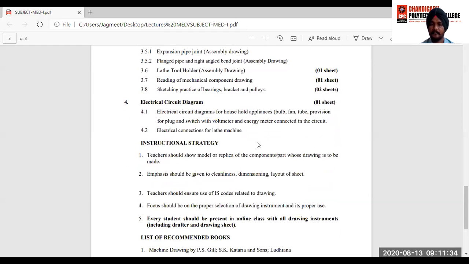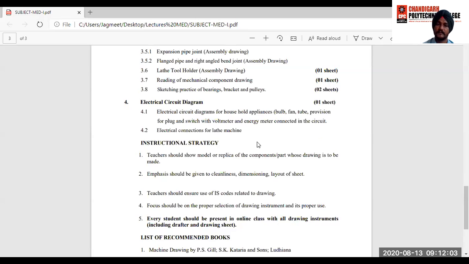Electrical circuit diagram, chapter number 4, which includes electrical circuit diagram for household appliances like bulb, fan, provision of plug, switch with voltmeter and energy meter connected in this circuit. We will complete 1 sheet of it with proper details, proper circuit of bulb, fan, tube, provision of plug. Then we will complete electrical connection of lathe machine.